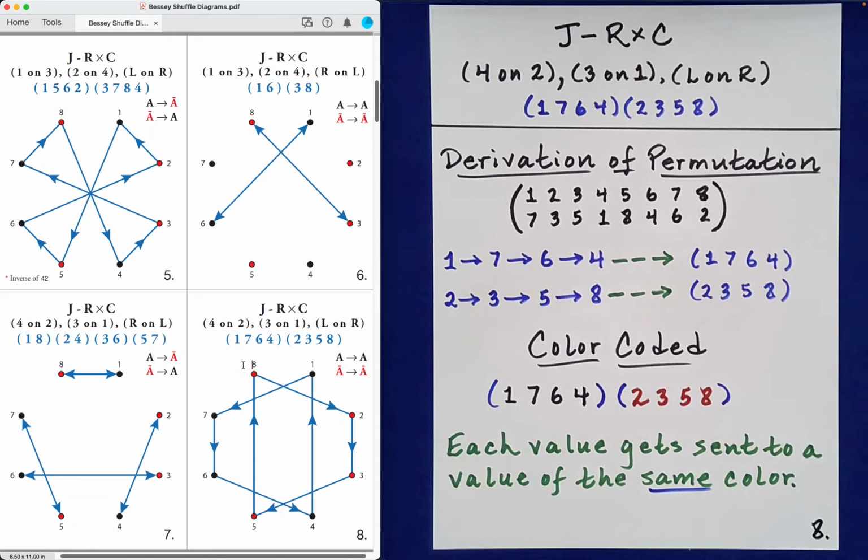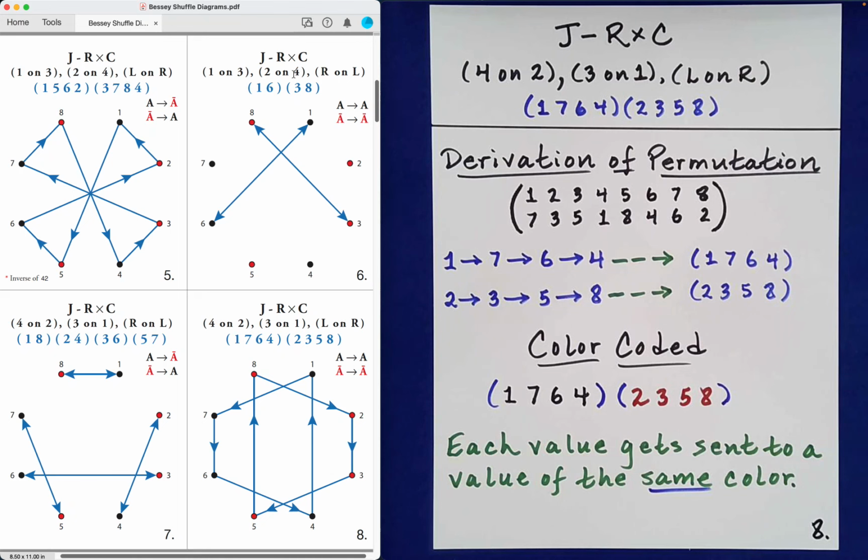Now, before we look at an application of this, I should also point out the order of each of these shuffles. So let's start with the first one, number 5. We have a pair of 4-cycles. So the cycle notation for this permutation breaks up into 2 terms. Each one has cycle length 4. So what that means is if we perform this shuffle 4 times, it returns the packet to its original order.